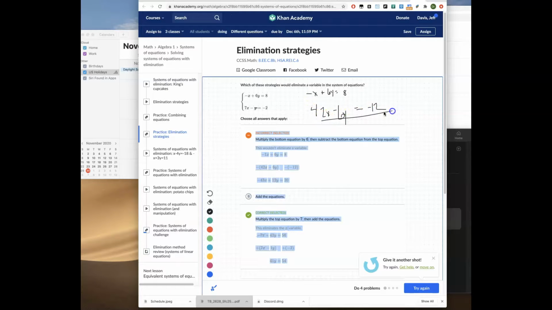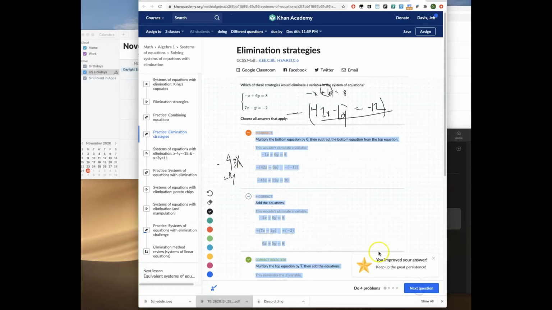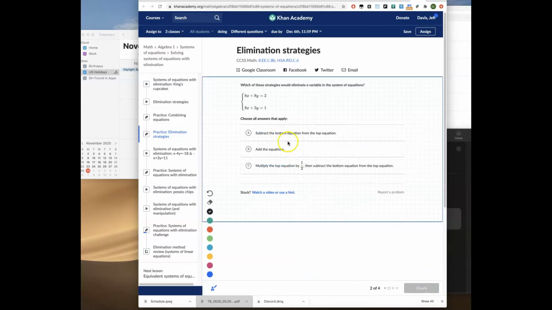But if you were subtracting these, they actually wouldn't cancel. I don't know why you ever would, but it'd be negative 1x minus 42x, so now we're at negative 43x. It would be 6y minus a negative 6y, so 6y minus negative 6y puts it at plus 12y. And those don't go away. So just read carefully.